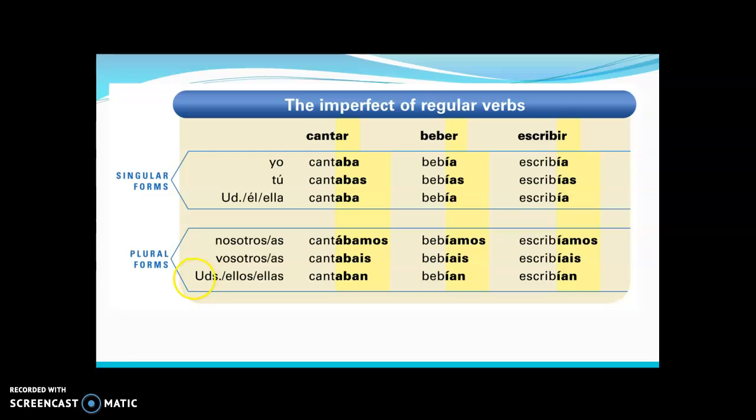And as we talked about too, the AR verbs are the aba endings. Aba, abas, aba, ábamos with an accent, aban. IR verbs are the ía, like bebía, escribía. Bebías, escribías. Bebía, escribía. Bebíamos, escribíamos. Bebían, escribían. And for all three types of verbs, the yo, usted, él, and ella all have the same form.